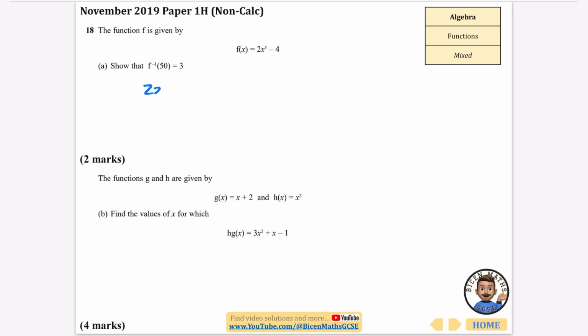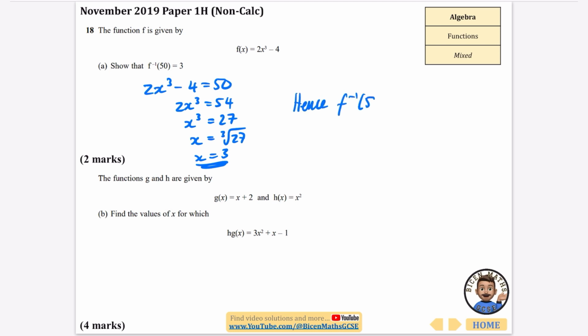So we're going to get that 2x cubed minus 4 is equal to 50. So 2x cubed is 54. I'm not going to cube root the first thing. I'm going to divide by 2 because of BIDMAS, and half of 54 is 27. And when I do the cube root of 27, I get that x is equal to 3, which is exactly what they wanted right here. So we get the answer 3. So I can say hence f inverse of 50 is equal to 3.